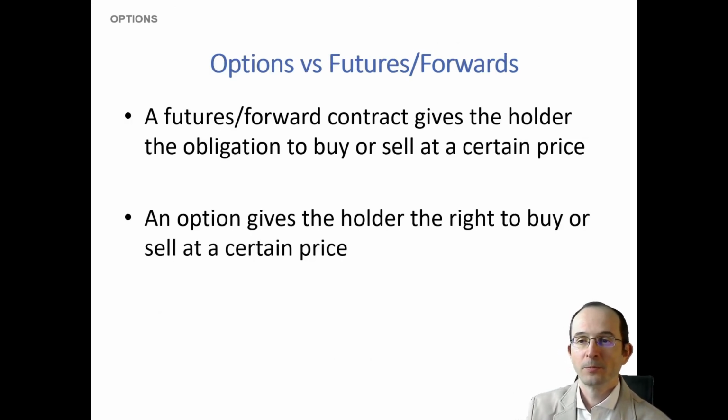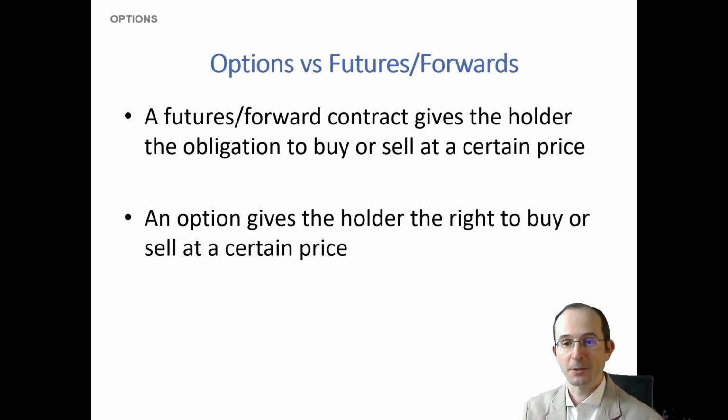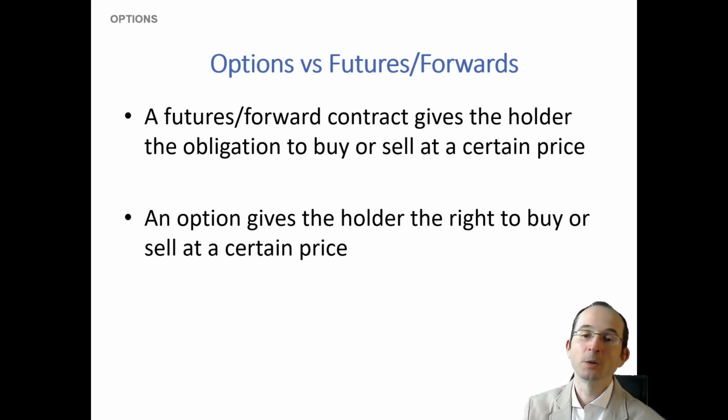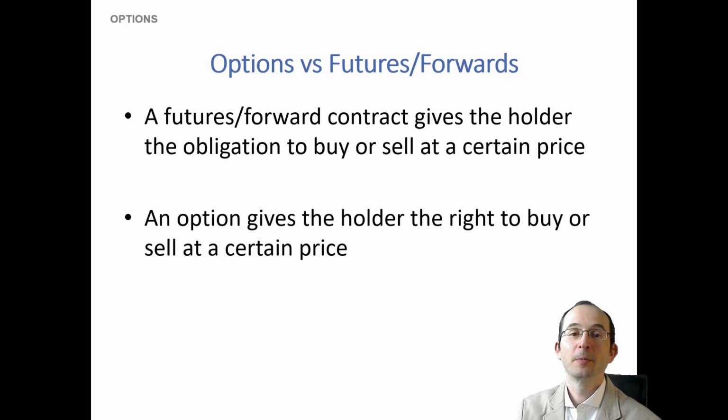So to sort of contrast these, remember, a future or a forward contract gives the holder the obligation to buy or sell at a certain price, whereas an option gives the holder, the person who is long the option, the right, but not the obligation, to buy or sell at a certain price. So the option has that extra dimension of who holds the right, and then it specifies whether it's the right to buy for a call or sell for a put. The future or forward obligates both parties. So if you are long a forward, you're obligated to buy. If you are short a forward, you're obligated to sell.